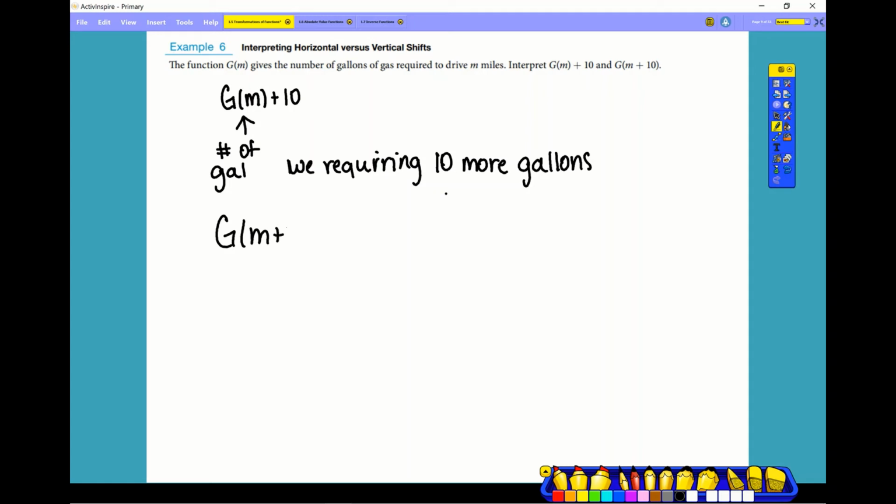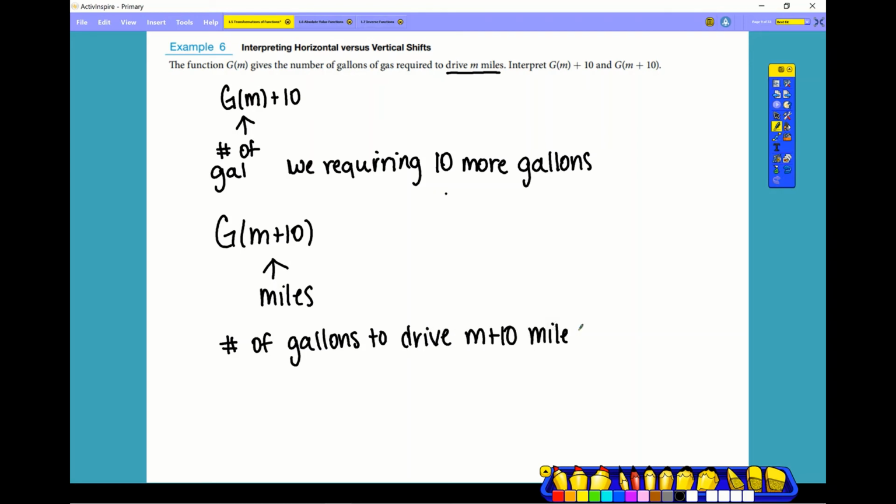Now if we had g of m plus 10, well, m is given in miles. So plus 10 would mean our fuel economy probably went down. So now we have the number of gallons to drive m plus 10 miles. So that's 10 miles more, 10 miles farther.